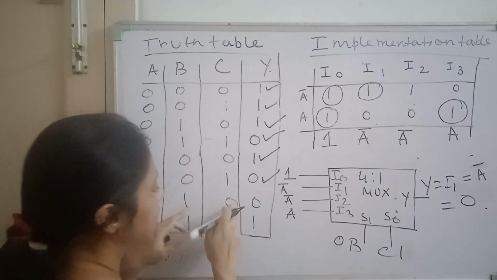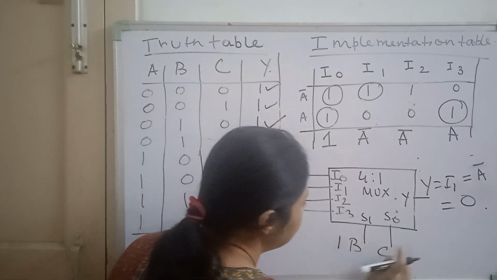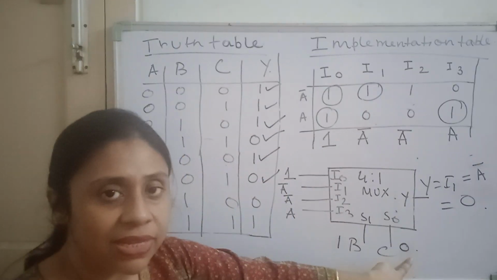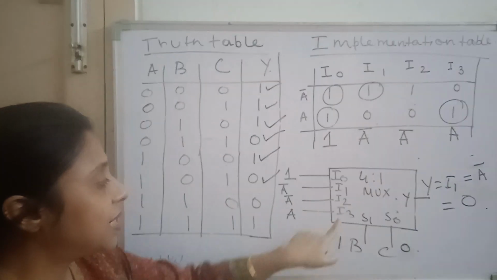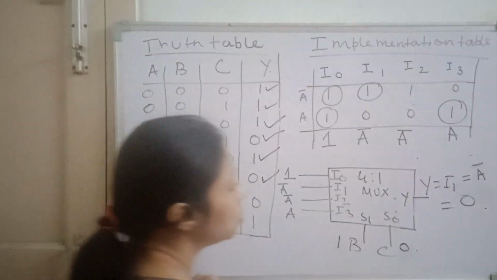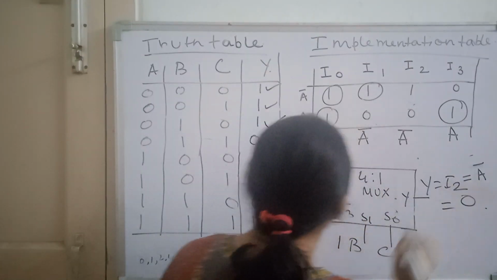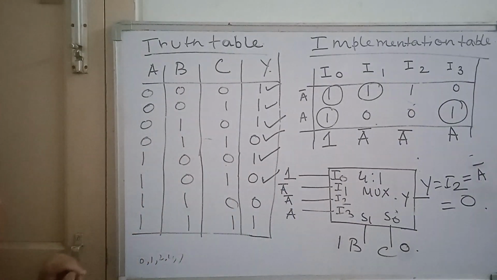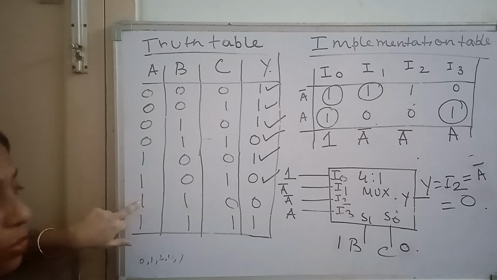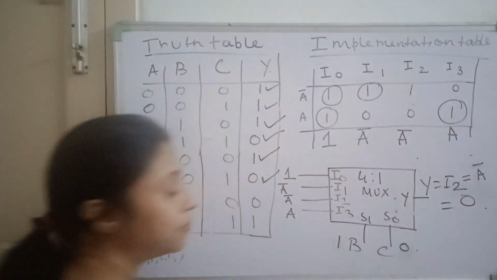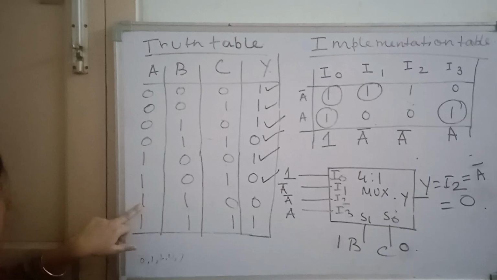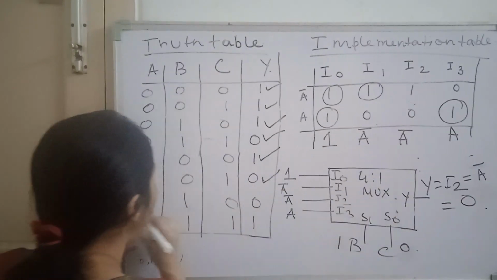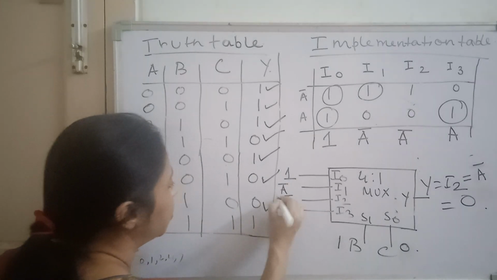So B is 1, C is 0. So for 1, 0 at select line, which one input is selected? I2. What is I2? I2 is again A bar. Now what is A? A is 1. So A bar should be 0. A bar is complement of A, that is 0. See, we are getting output 0. Here also in the truth table the output is 0.